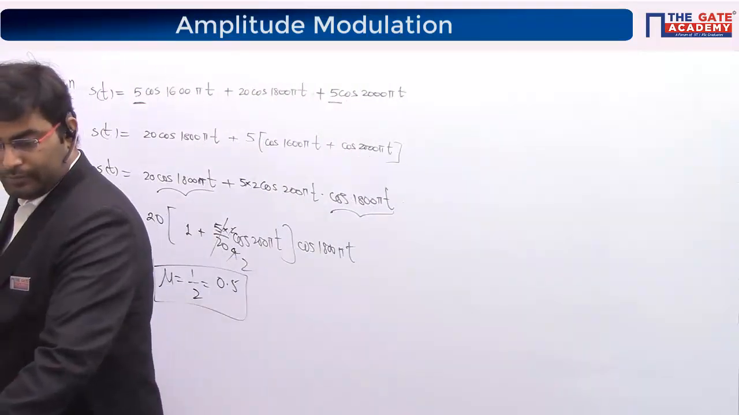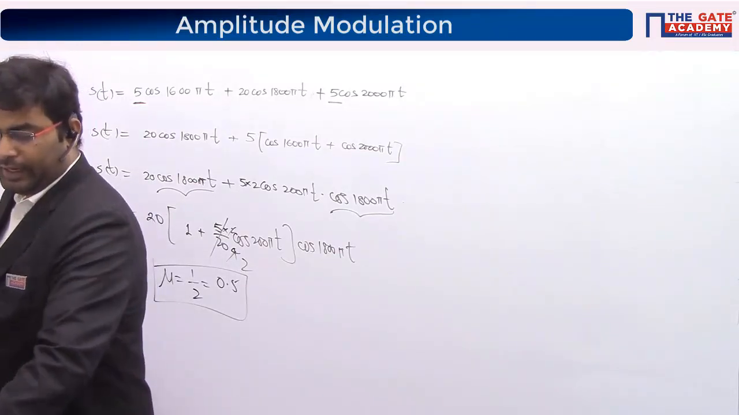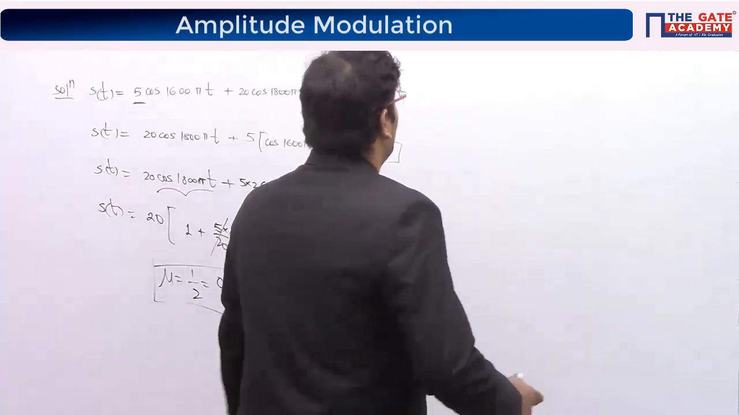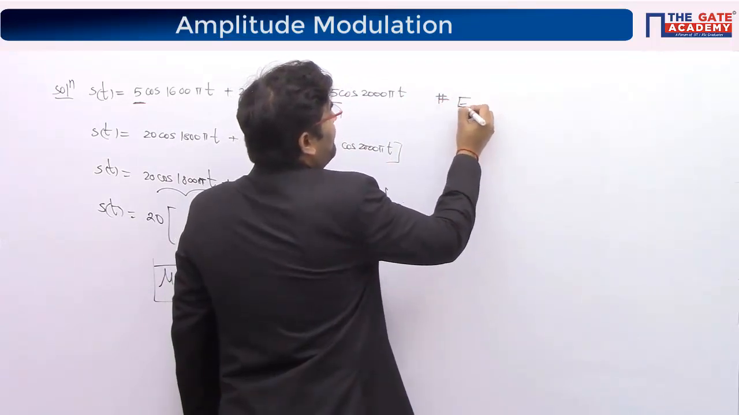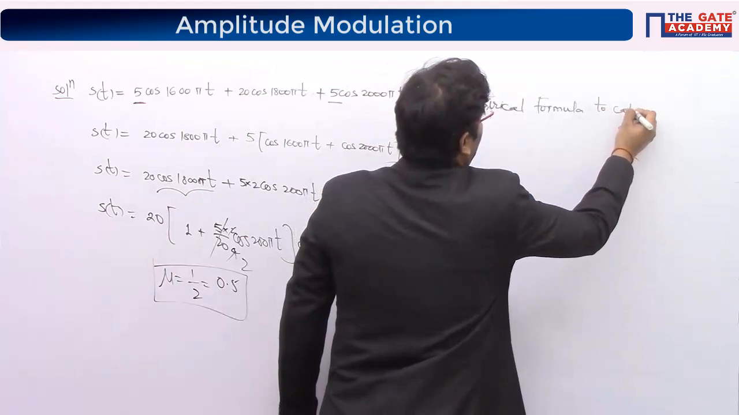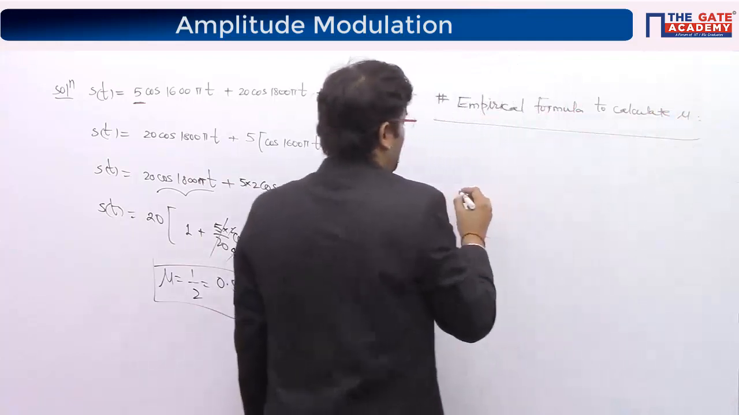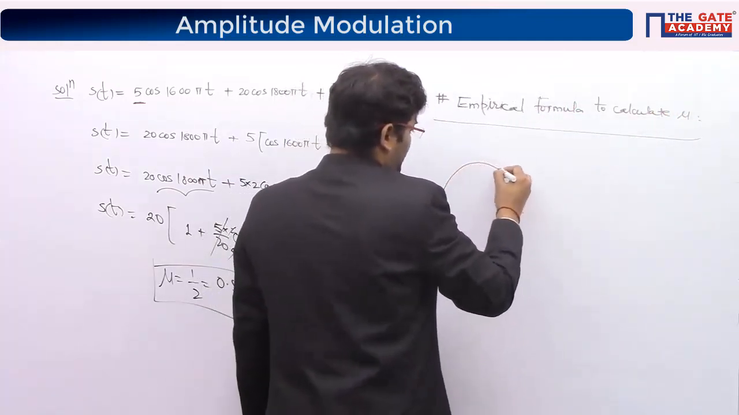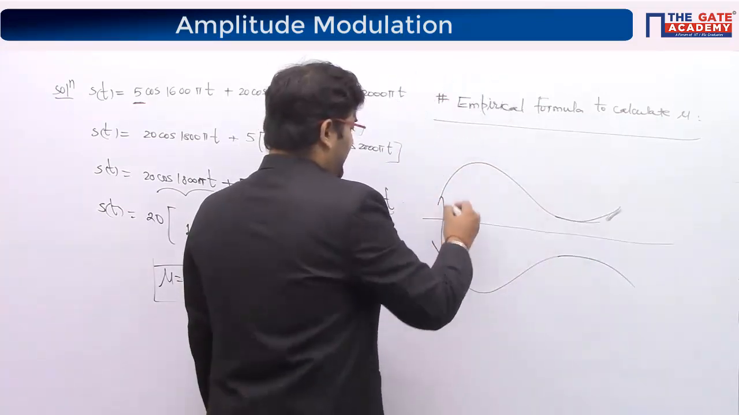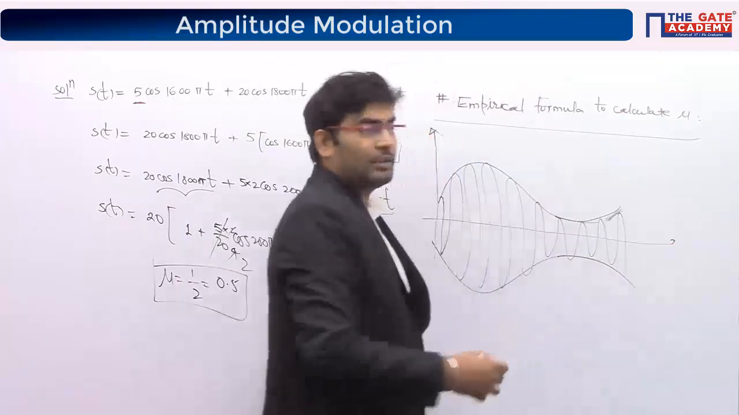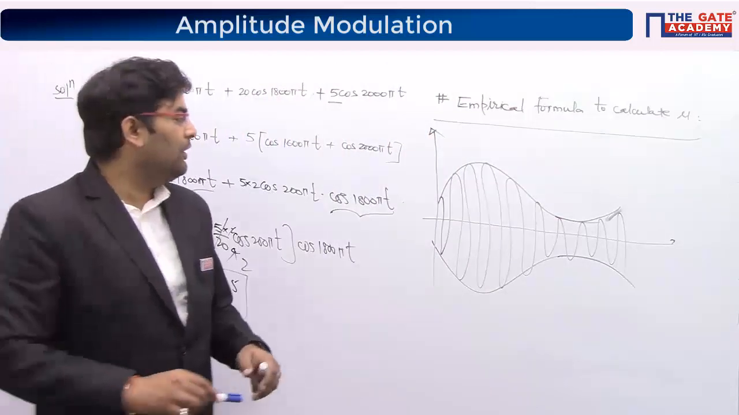Next question. For the next question, I have to tell you one simple concept, and then we can take this question. Just hold on. There is an empirical formula to calculate mu. So suppose this is your AM signal, and here we have the carrier. Sometimes using a CRO you can also find the modulation index. How will you do it? Simple.